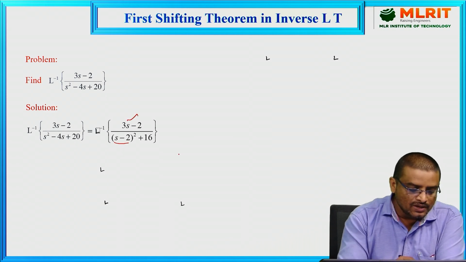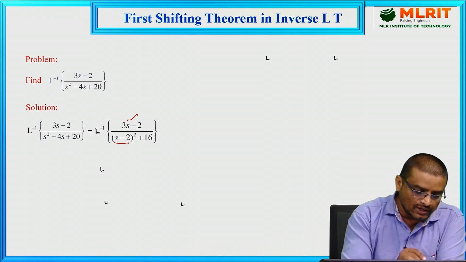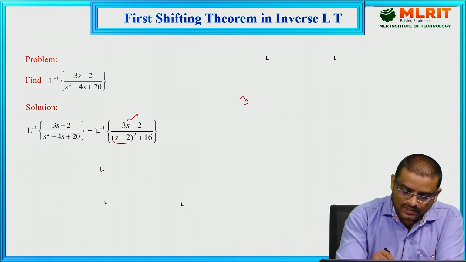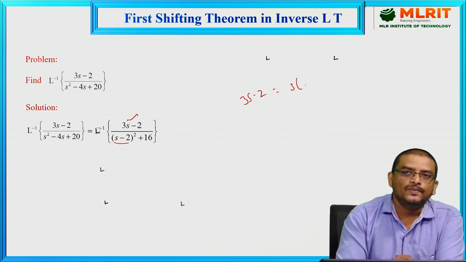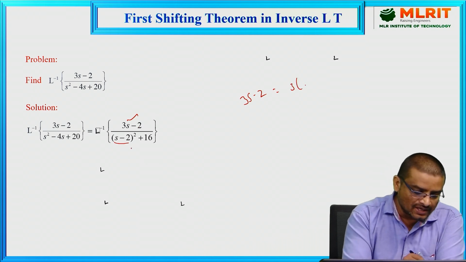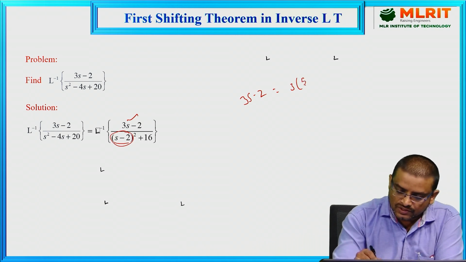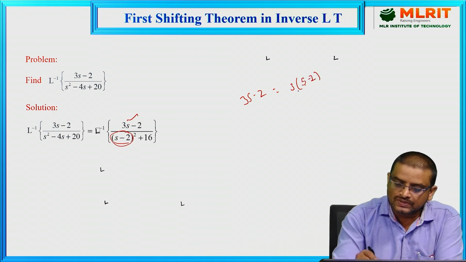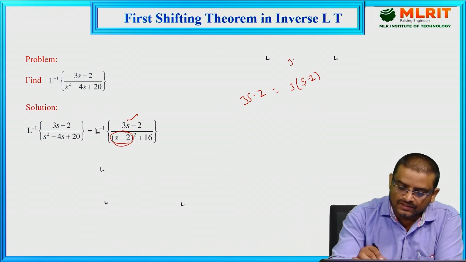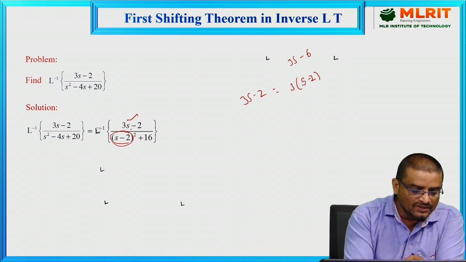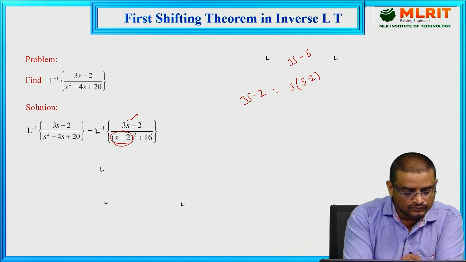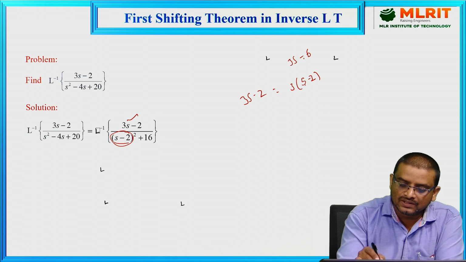Now immediately what we have to do is go to the numerator. So our numerator is 3s minus 2. So 3 into, in the numerator wherever we are having s, replace that s with s minus 2 immediately. So 3 into (s minus 2). Now simplify this. So you will get 3s minus 6. But in the numerator we are having 3s minus 2.